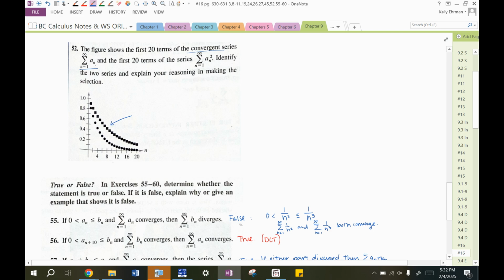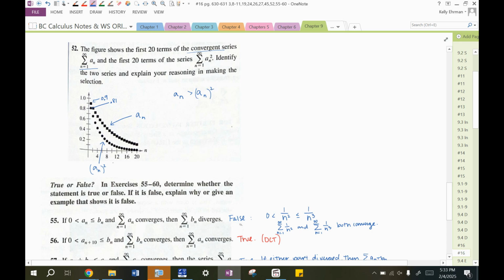If a sub n converges and the series where you're squaring the terms converges, you would think that squared terms would be larger, except notice that like this term right here is 0.9. If you square that, you're going to get 0.81. And so, yeah, squaring a fraction that's less than 1 is going to result in a smaller value. So the series on top are the a sub n terms, and the series on the bottom, those are the a sub n squared terms. So a sub n is greater than a sub n squared.